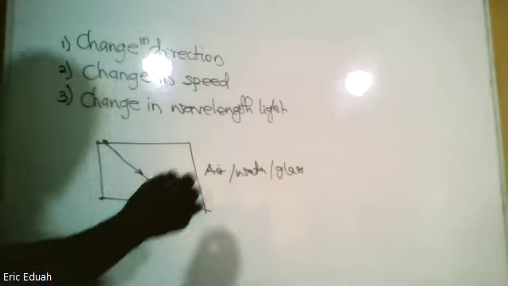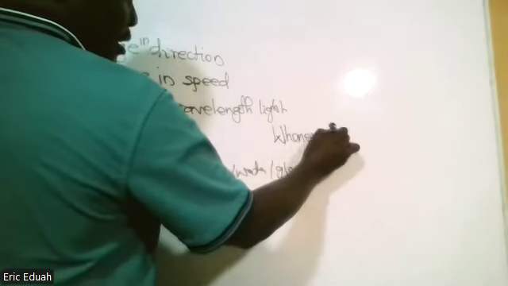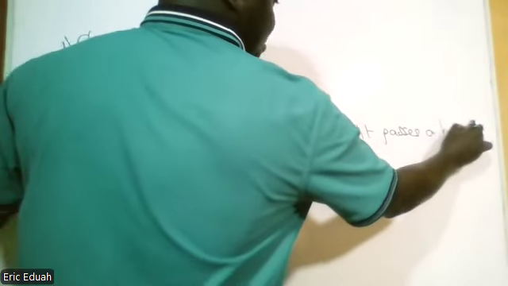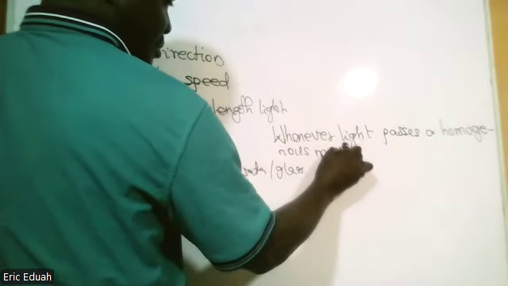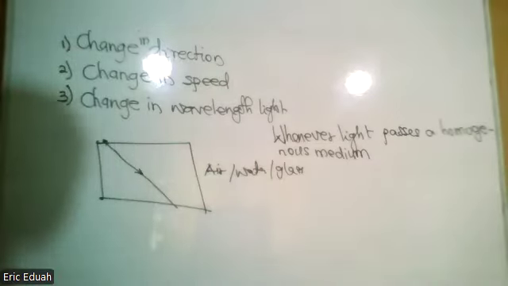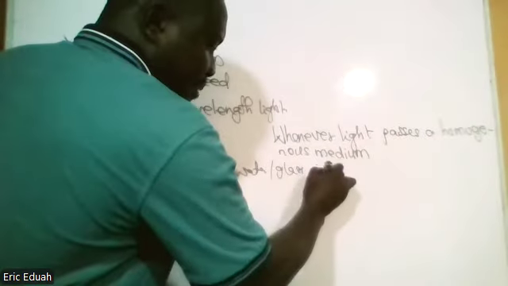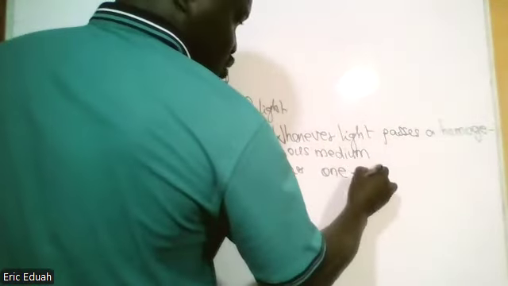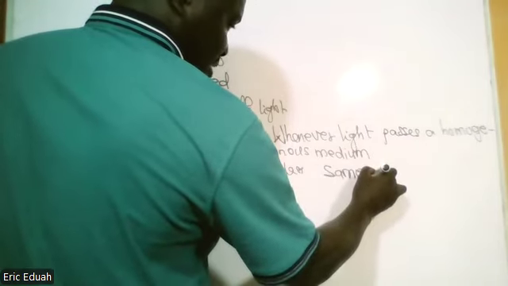So we said that whenever light passes through a homogeneous medium, its direction, its speed, its wavelength doesn't change. What's the meaning of homogeneous medium? For a homogeneous medium, we are talking of one same medium, meaning a medium with the same atoms throughout. Same atoms, molecules, particles.